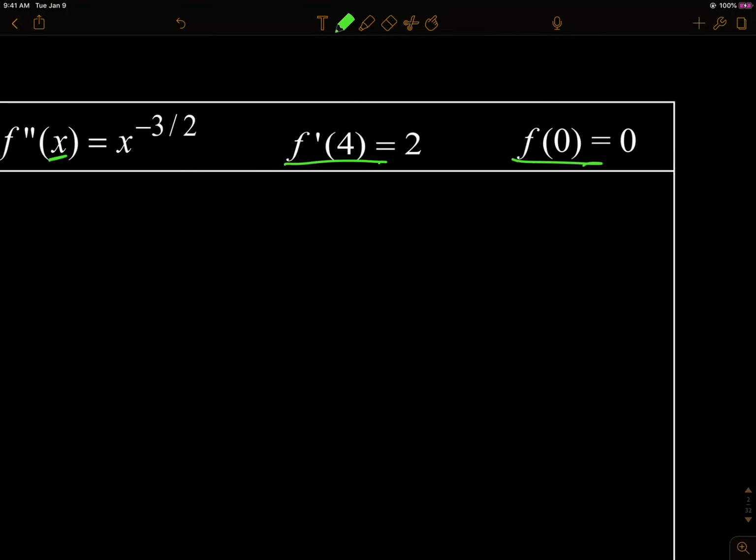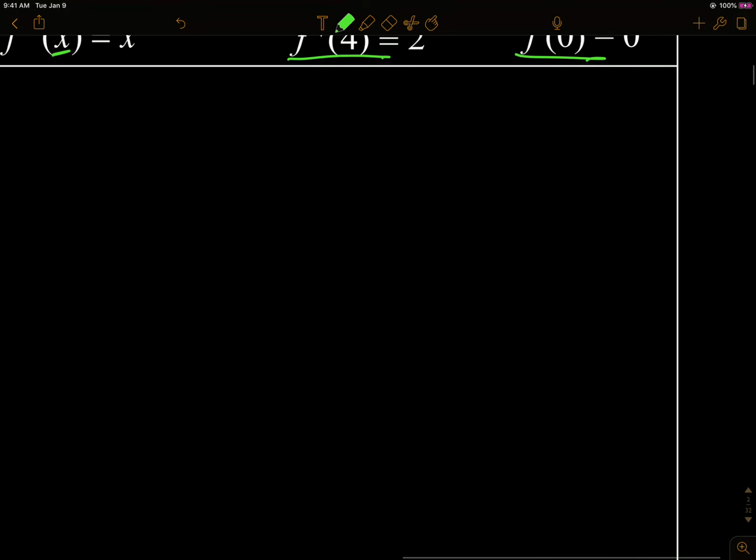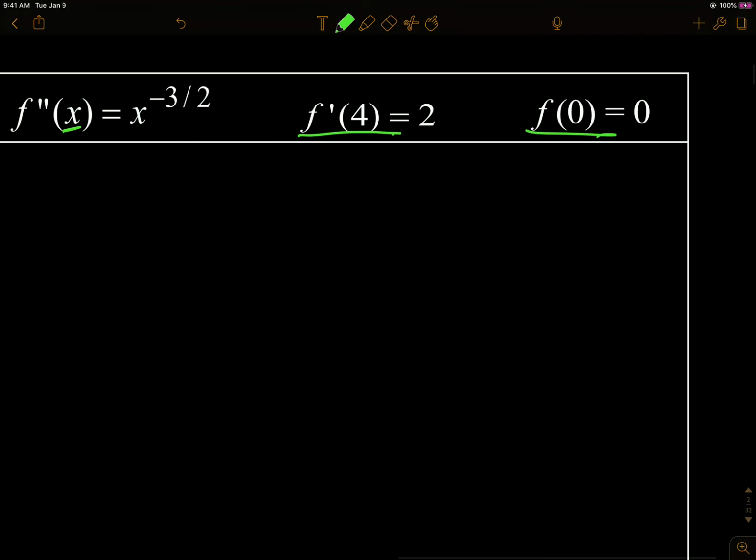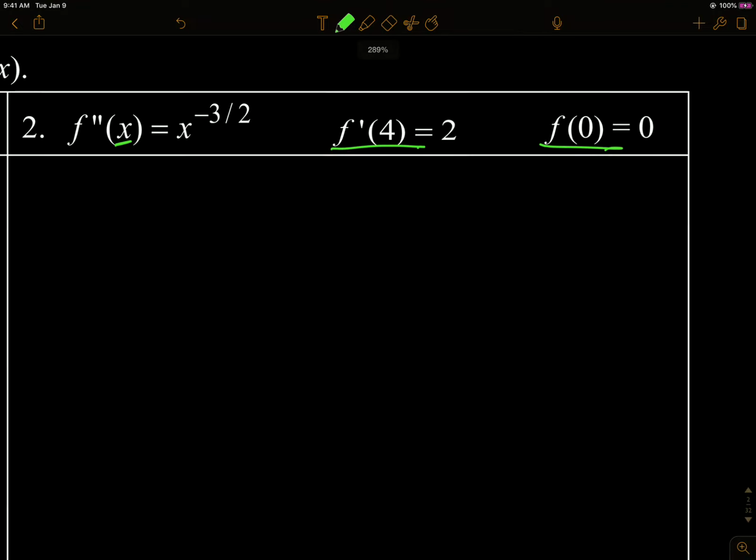If you take any physics, this is sort of like when you're having to find initial height, initial position, initial velocity, as you're working through taking the derivatives of each of the functions there, the position, velocity, acceleration. Same idea. All right, so if I start with the second derivative as x to the negative 3/2, that means if I integrate that with respect to x, I will get my first derivative.